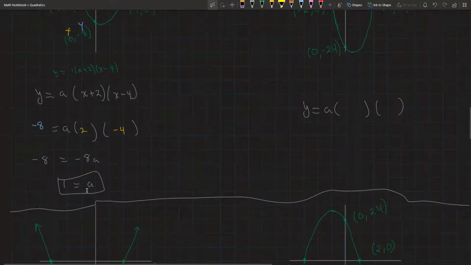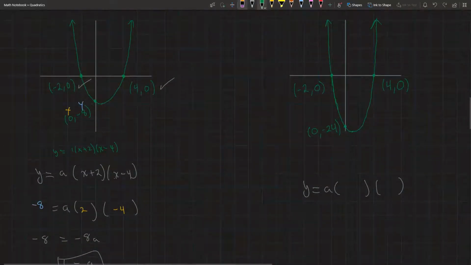And the nice thing is that when a equals 1, we haven't written that ever. So I'm just gonna remove that. It's just that. And that's awesome.